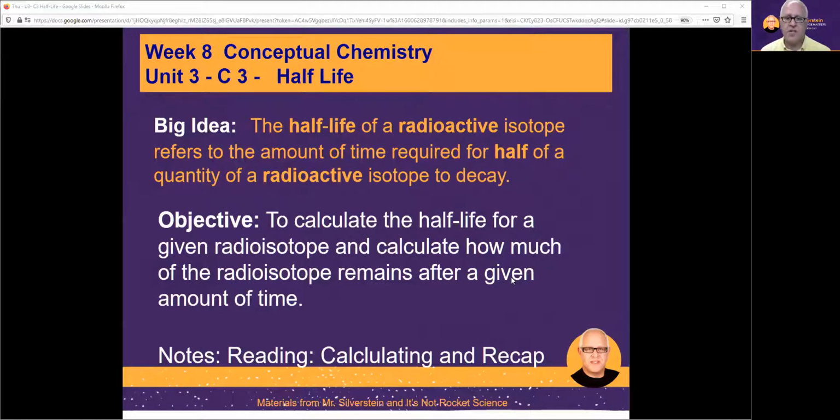But the big idea here is that the half-life of a radioactive isotope refers to the amount of time required for half of the quantity of a radioactive isotope to decay. And our objective is for you to be able to calculate the half-life for a given radioisotope and calculate how much of that radioisotope remains after a given amount of time. There's going to be some reading in here, some notes, some calculating, and a recap on quizzes.